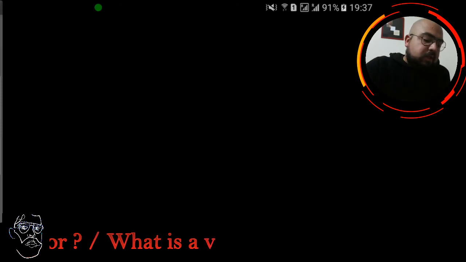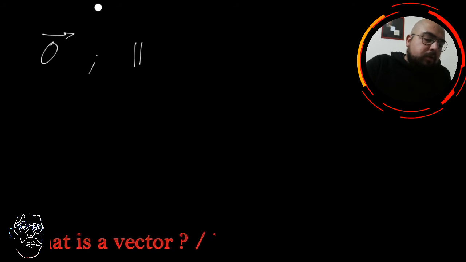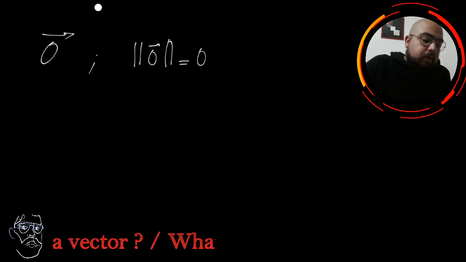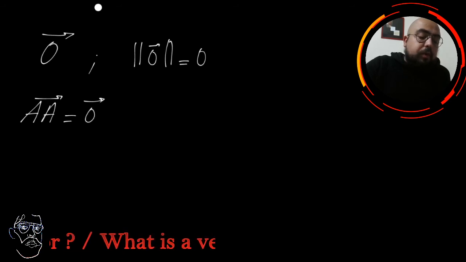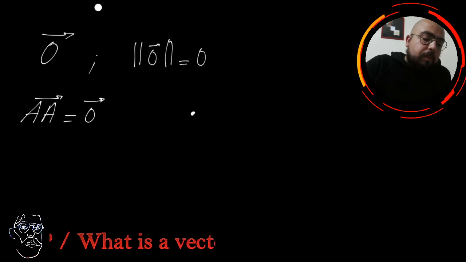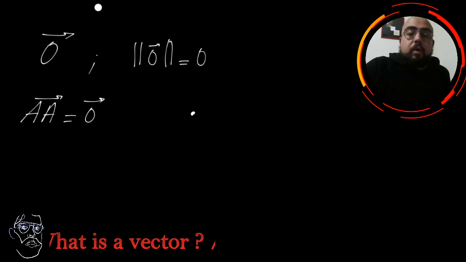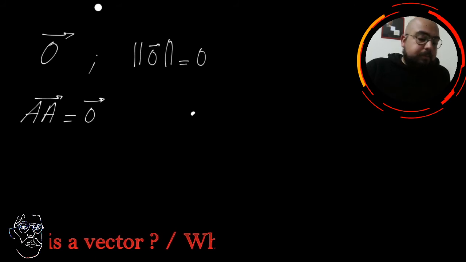Now what about the vector 0? The vector 0 is actually defined as 0 vector. It has a certain magnitude which is 0. Let's say I have the vector AA. The vector AA is the same thing as the vector 0. How is it represented? It is represented simply by a point. So a point is actually the vector 0 or vector null. The direction and the sense of vector 0 are not defined.